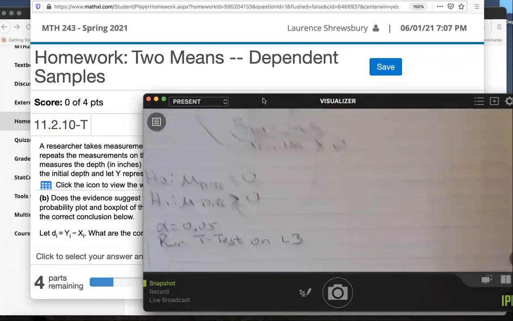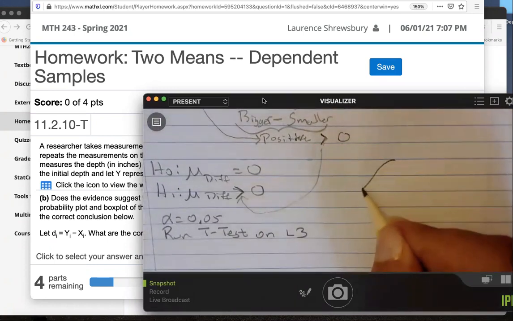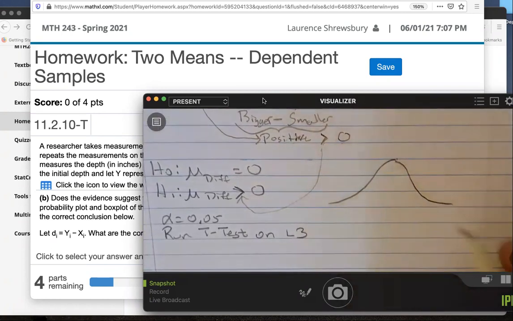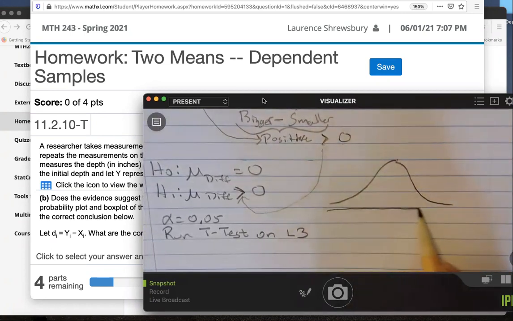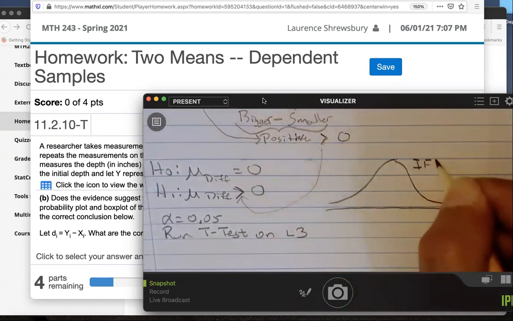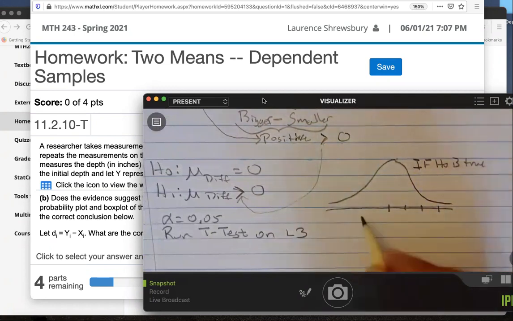Like I was showing you last week with the one samples, it still applies here and it's very helpful. Now this is a picture of what would happen if the null hypothesis is true. We go out 1, 2, 3 tick marks.